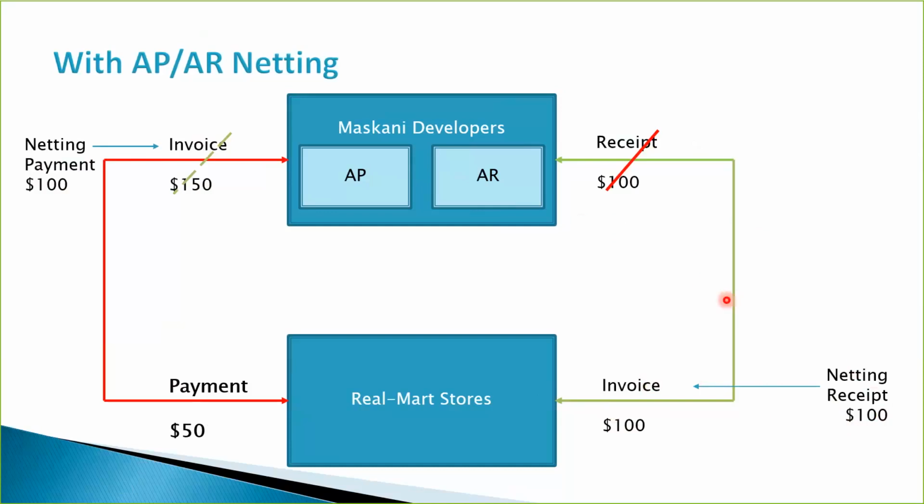The AP/AR netting program will also apply a payment to this invoice. Okay, we'll create a payment for this invoice for $150, but it will create a payment of $100, meaning we will be left with an invoice or a payables balance of $50, and that is what we would end up making as payment to RealMart stores. Okay.